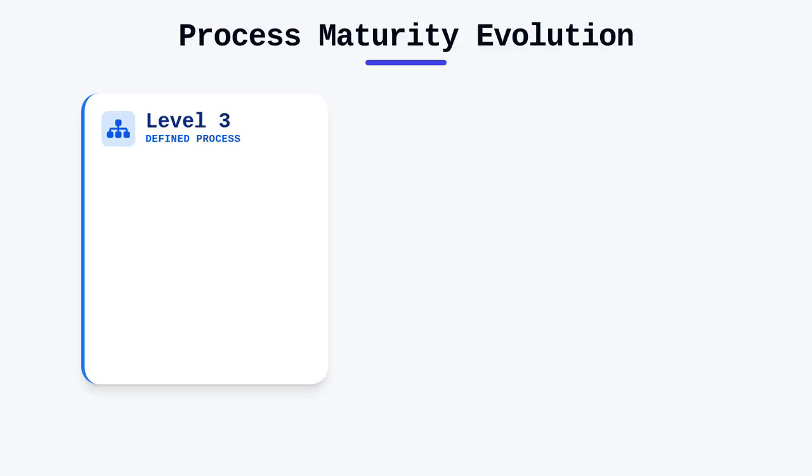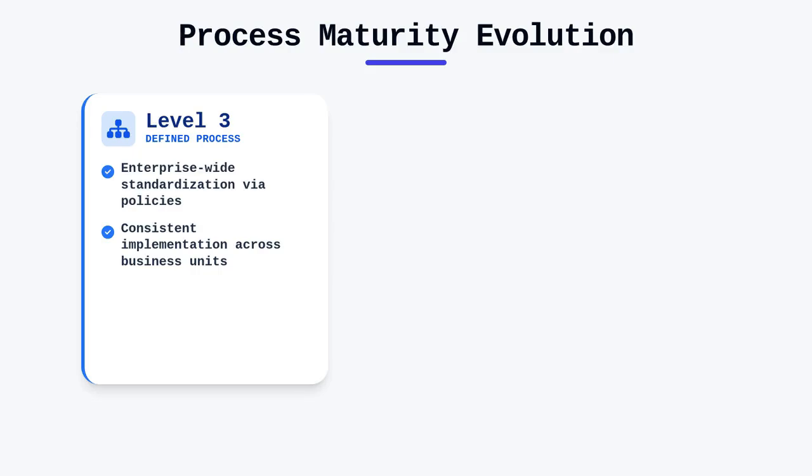The jump to Level 3, the defined process, represents a significant shift from localized management to an enterprise-wide standard approach. At this level, the process is standardized through organizational policies and procedures, ensuring that it is implemented consistently across different business units or departments. Because the process is now clearly defined and shared, the organization benefits from reduced friction when employees change roles or when new personnel join the team.